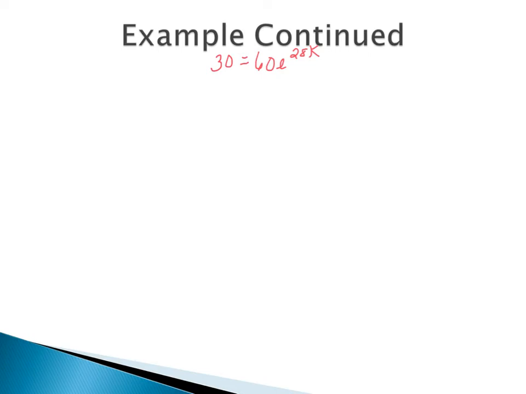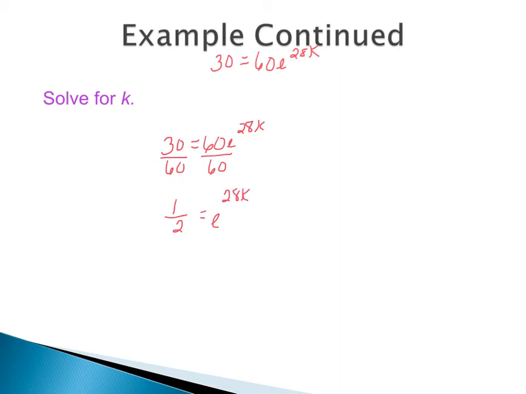Now that we have an exponential equation, we can solve for k. So in order to solve for k here, I would need to isolate our exponential. So right now I have 30 equals 60 e to the 28k. Well, I'm going to divide both sides by the 60 in order to isolate the exponential. On the left-hand side, 30 over 60 would reduce to 1/2, so I have 1/2 or 0.5 equals e to the 28k.